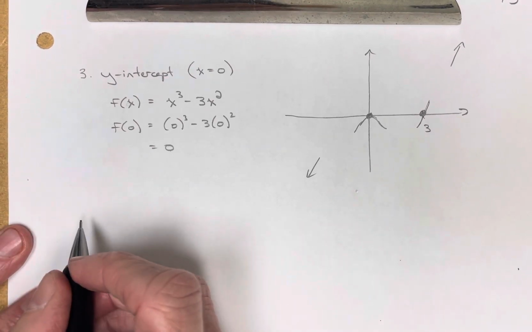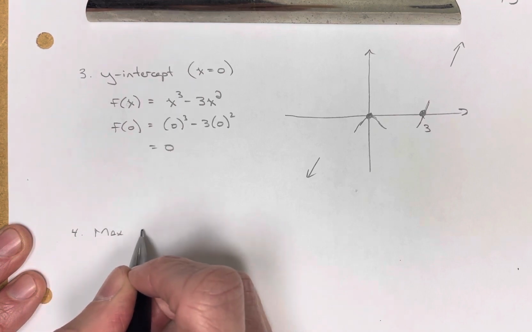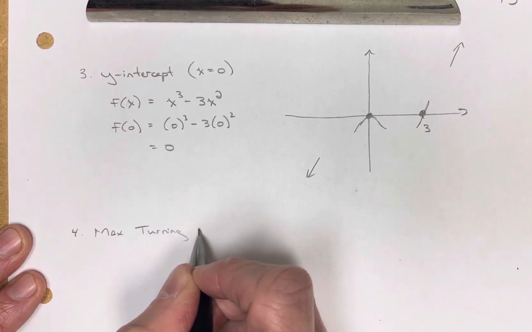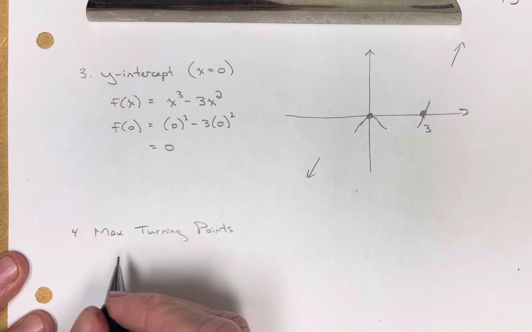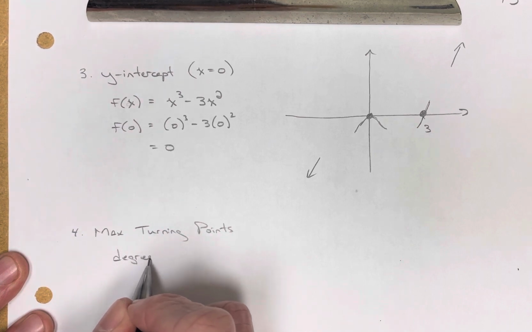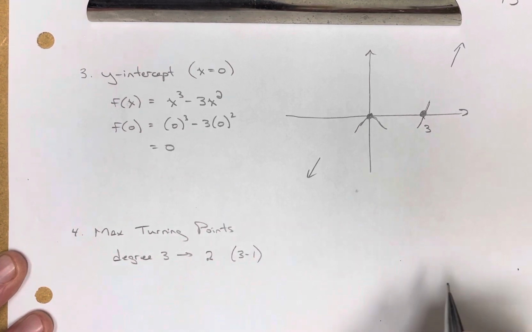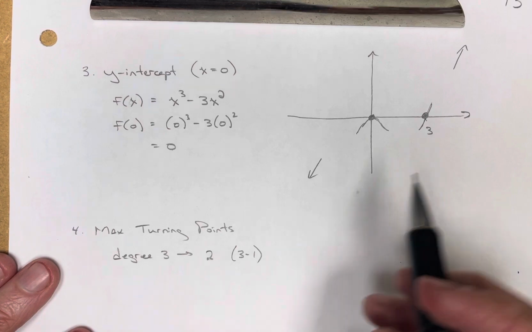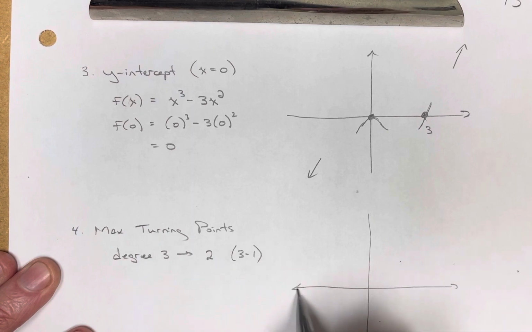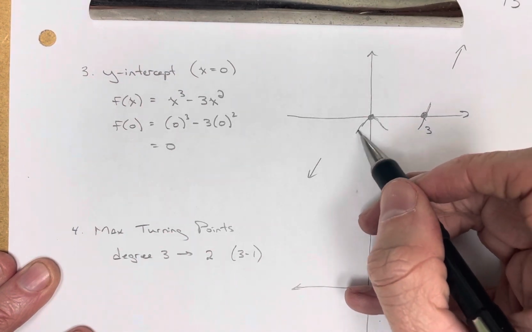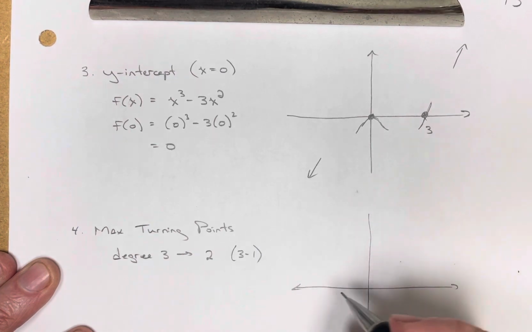And then let's see, number 4. Let's check our max turning points. We want to make sure we don't go over the maximum number of turning points. Well, degree 3 means I have 2 max turning points, 3 minus 1. So the maximum number of turning points is 2. And I can look up at my graph and I can see this is pretty good here. It looks like there's 1 turning point here. And it looks like it's going to come down and turn right here before it goes back up.